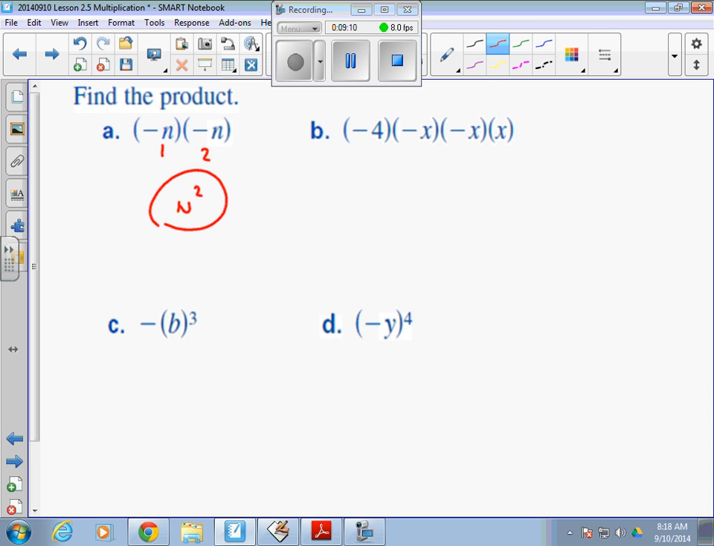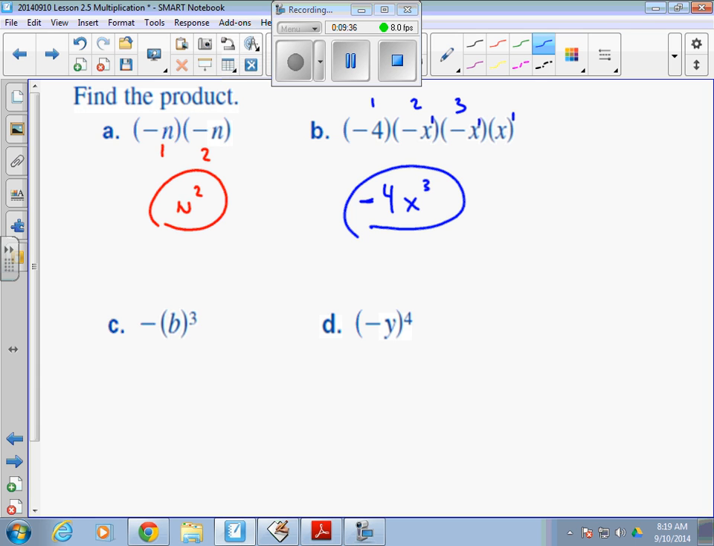For letter B, it says negative 4 times negative x times negative x times x. There are 1, 2, 3 negative values. That's an odd amount. So at the end, it's going to be a negative value. 4, and you add the exponents: x to the 1 plus 1 plus 1 gives you x to the third, negative 4x to the third.